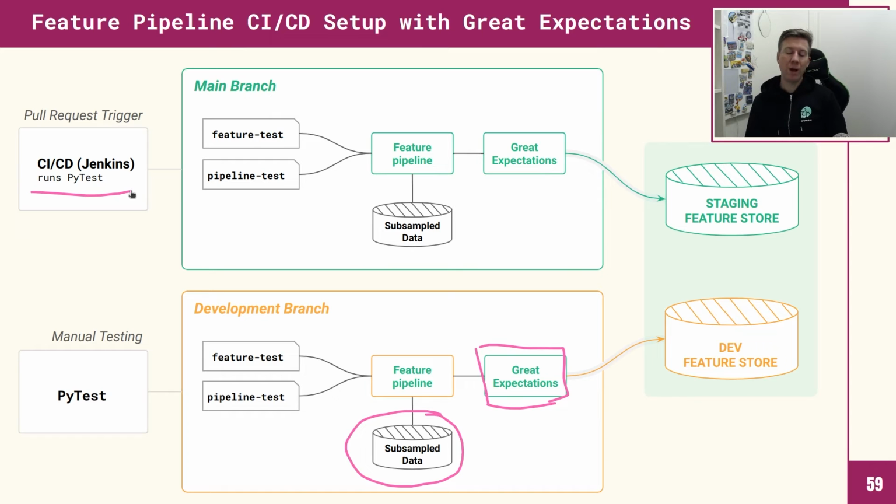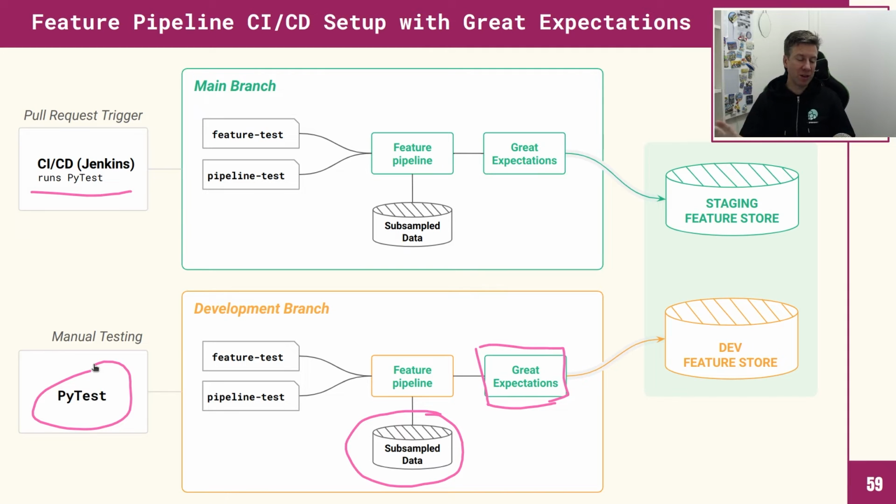The way you typically can set up this CI/CD pipeline is that if you're testing on your laptop or in a virtual machine on the cloud, typically you run Pytest manually. So when you've written your feature pipeline, you might write some feature logic tests in Pytest. You might have an integration test or a pipeline test that will test it end to end on this subsample data, and then you've added your Great Expectations rules, and you make sure that they work as expected, and you'll connect this to a development feature store.